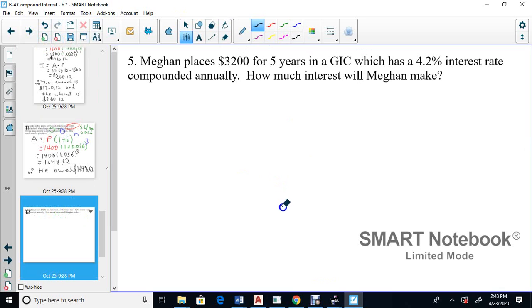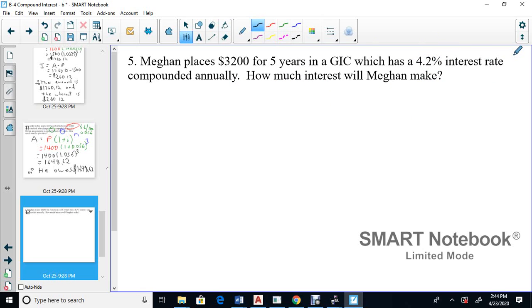And final question for this lesson here. Okay, so here we go. Megan places $3,200 for 5 years in a guaranteed interest account, okay, which has a 4.2 interest rate compounded annually. That's pretty high in today's times. If I got that, I'd be so happy. How much interest will Megan make? So let's take a look.